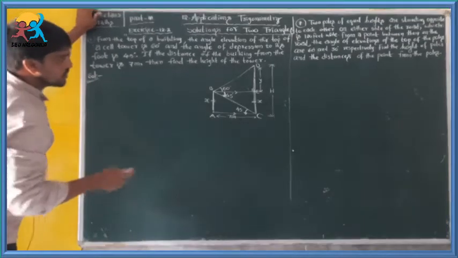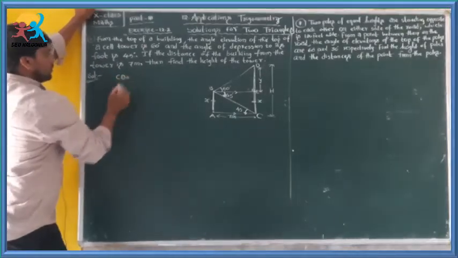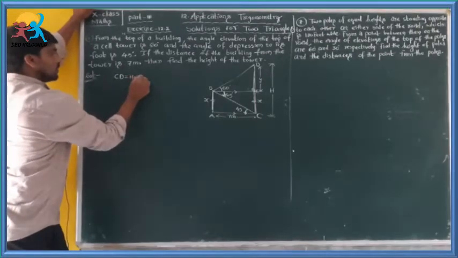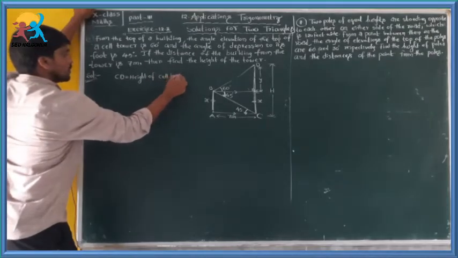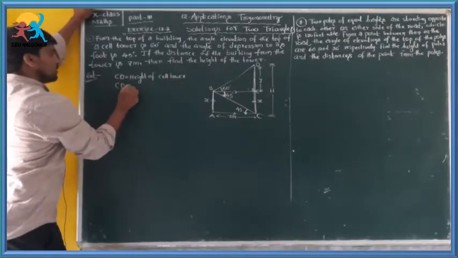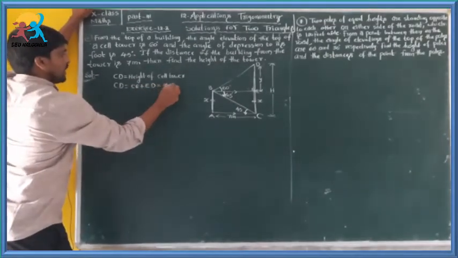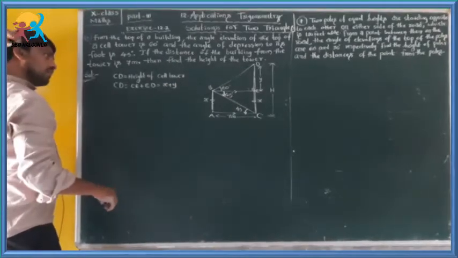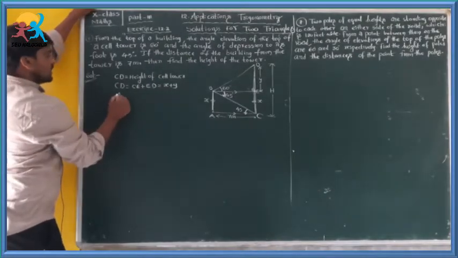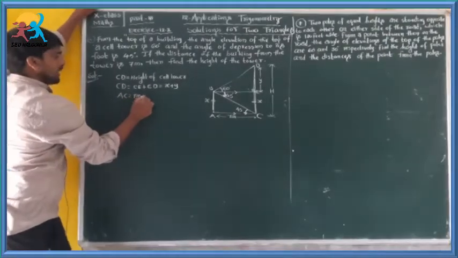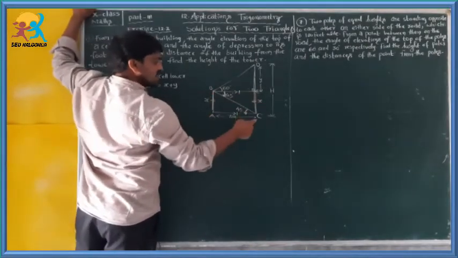Let us write what constructions are made here in the figure. Okay. CD is the height of the cell tower, thus CD equals CE plus ED, which is equal to x plus y. Okay. Then AC is 7 meters, but AC is equal to BE, as ABEC is a rectangle.